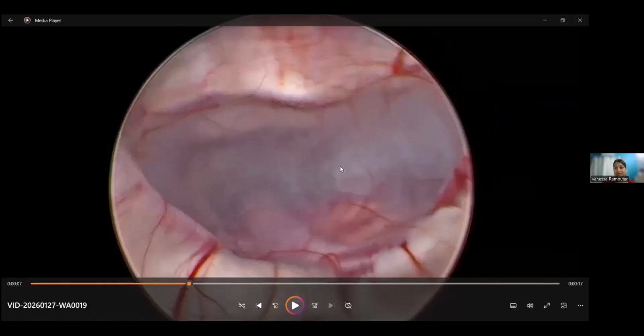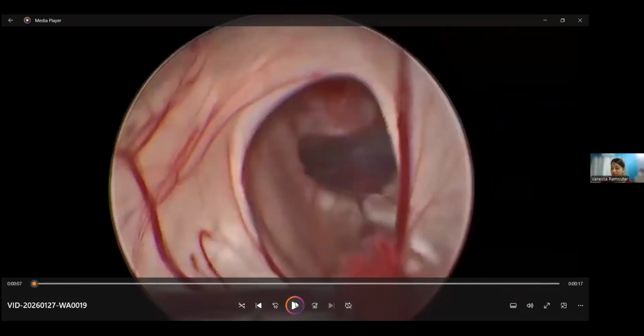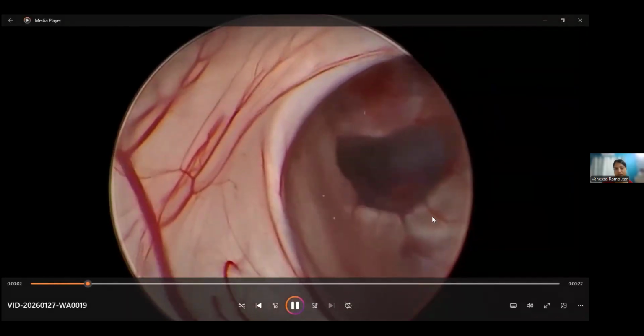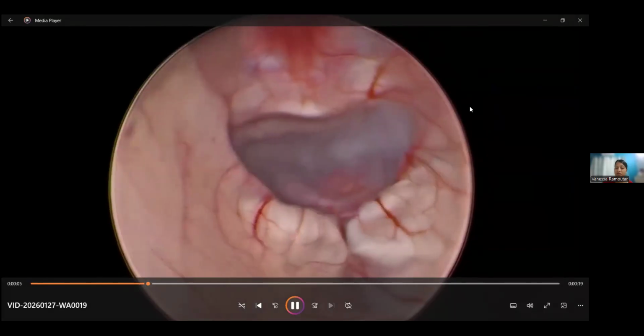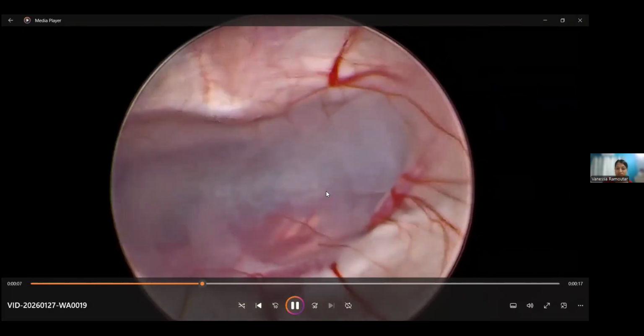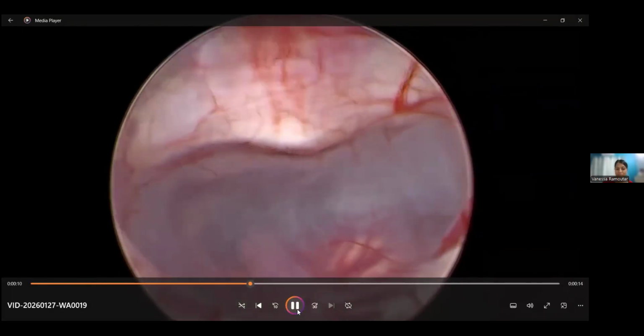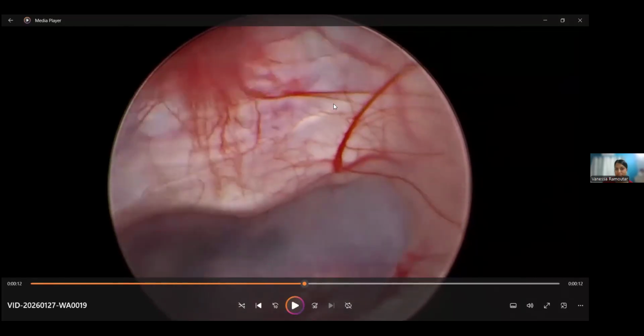And we'll see it. So this is a video showing endoscopic third ventriculostomy. We'll be entering the foramen of Monroe, and at the top, you can appreciate the fornix. Okay, that is at risk of damage.